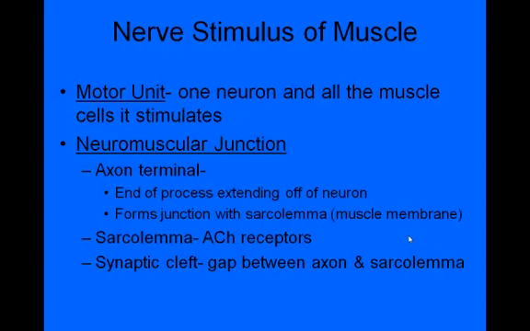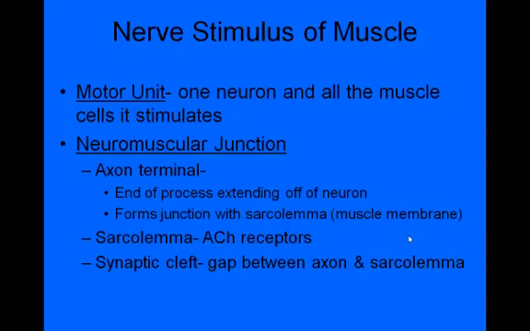Now, a neuromuscular junction. Well, a junction is simply where two things meet. Neuromuscular is where a neuron and a muscle meet. All right, so we're going to be dealing with a motor neuron. Motor meaning movement.